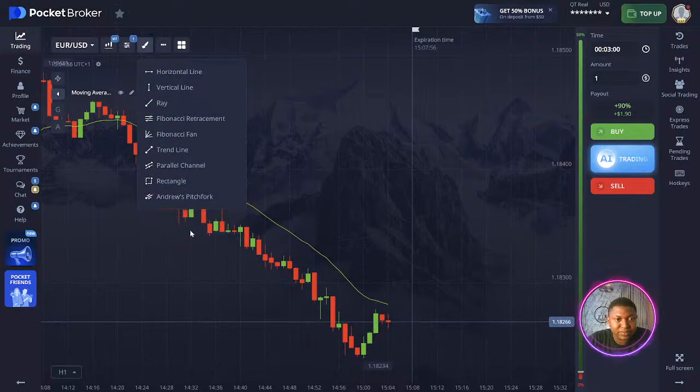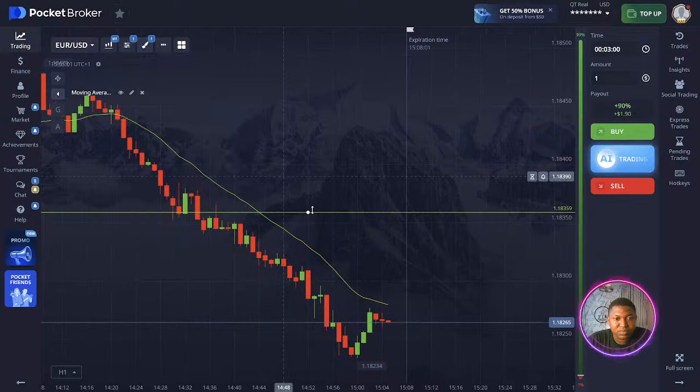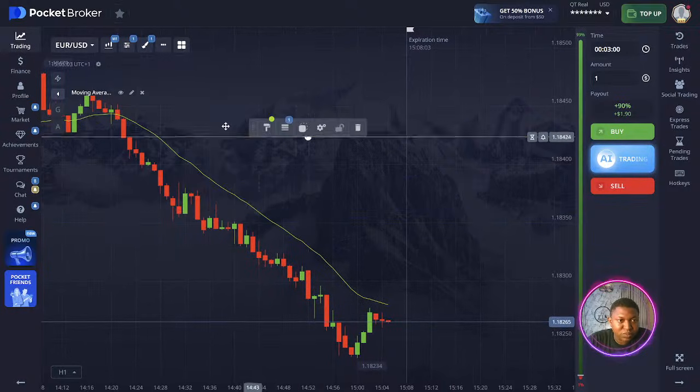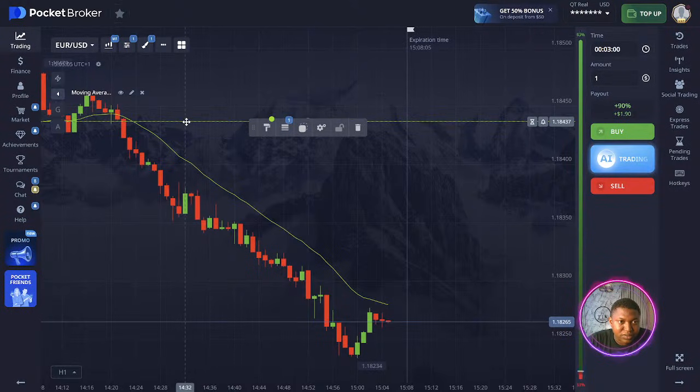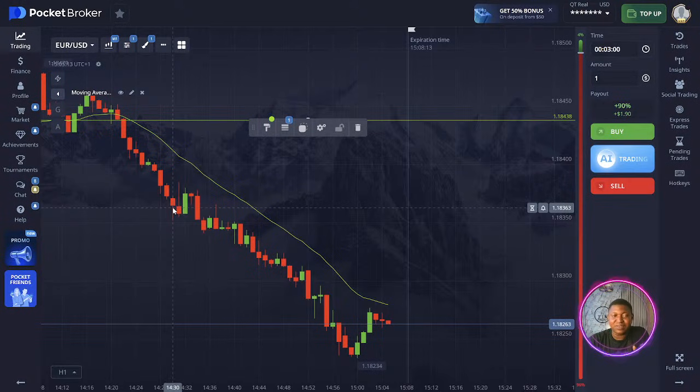Let me remove this line. I use the horizontal line. Something like this. So if I've entered at this point, I would have made profit and kept on making profit. Yeah, so this strategy is very easy.